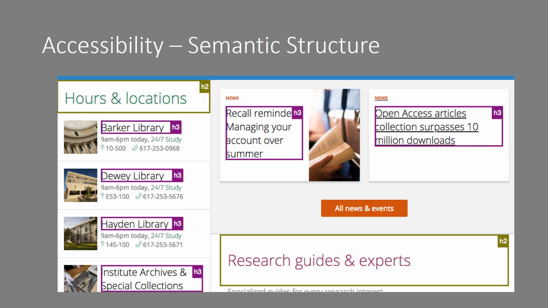Next slide. Here's an example of a visual of what a good semantic structure is. You see we have H2 as the hours and locations, and there's also research guide, which is another heading, but under each hours and locations there's the different libraries and things like that. So this is an example when you use one of the tools available, it will show you how the semantic structure is laid out in a particular page.